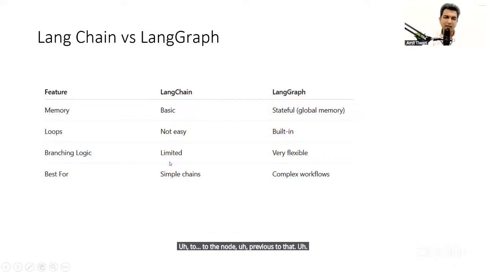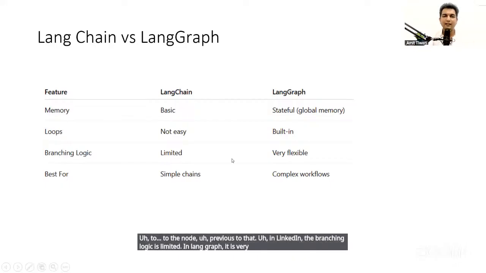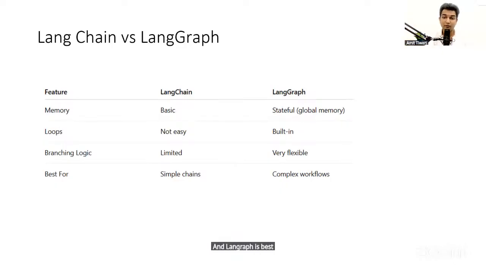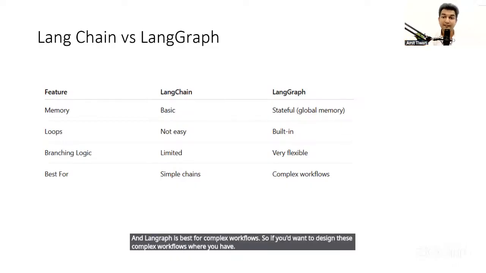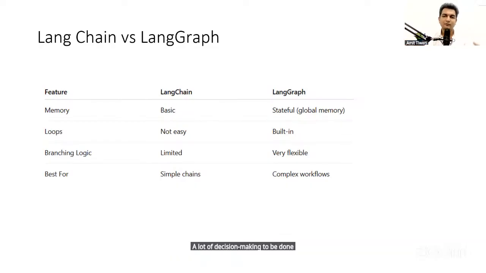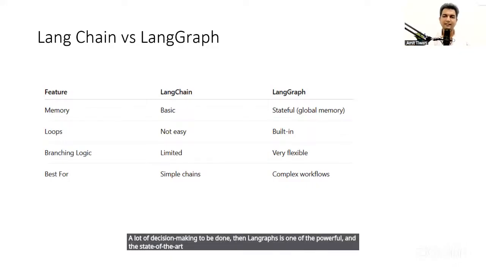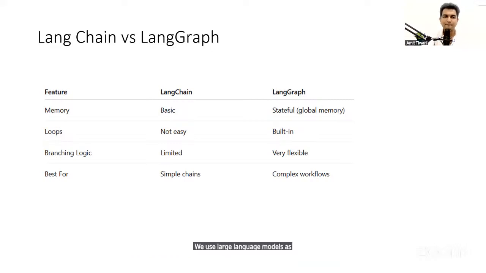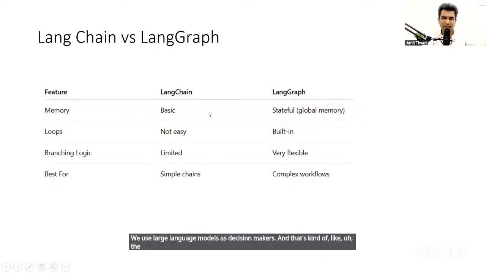In LangChain, the branching logic is limited. In LangGraph, it is very flexible. LangChain is best for simple chains, and LangGraph is best for complex workflows. So if you want to design complex workflows where you have a lot of decision making to be done, then LangGraph is one of the powerful, state-of-the-art methods to design these complex workflows where we use large language models as decision makers. And that's the basic difference between LangChain and LangGraph.